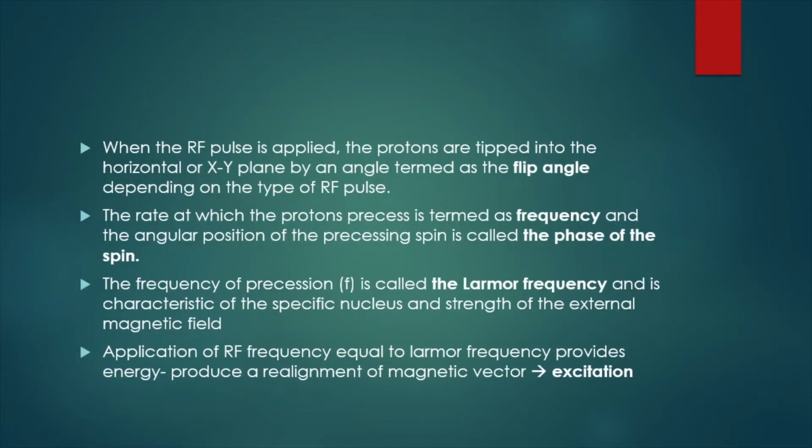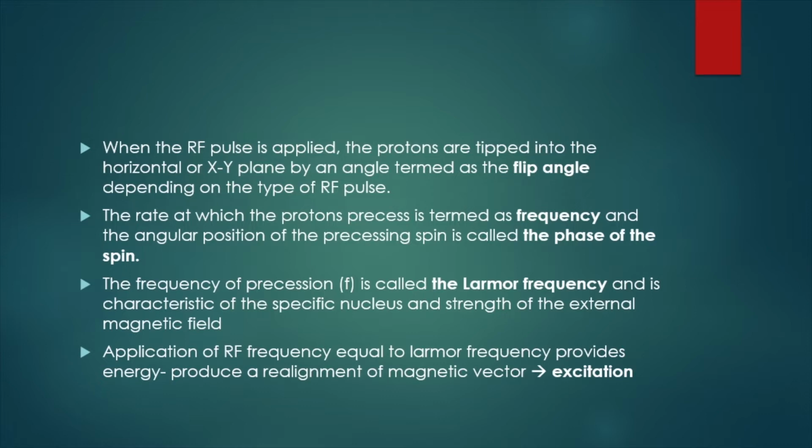So when the radio frequency is applied, the protons are tipped into the horizontal or XY plane by an angle termed the flip angle, depending on the type of radio frequency pulse. The rate at which the protons precess is termed frequency, and the angular position of the precessing spin is called the phase of the spin.